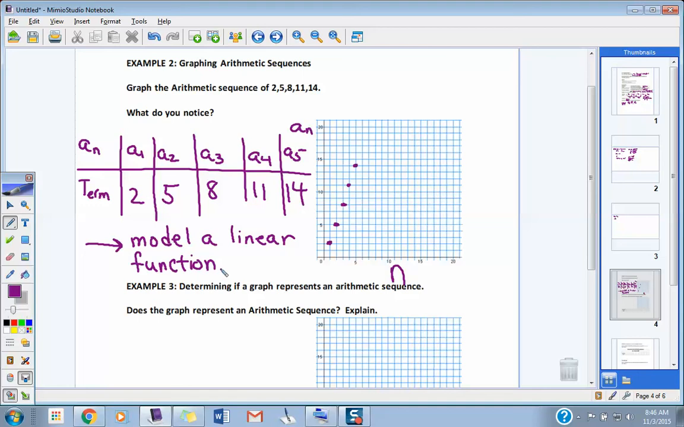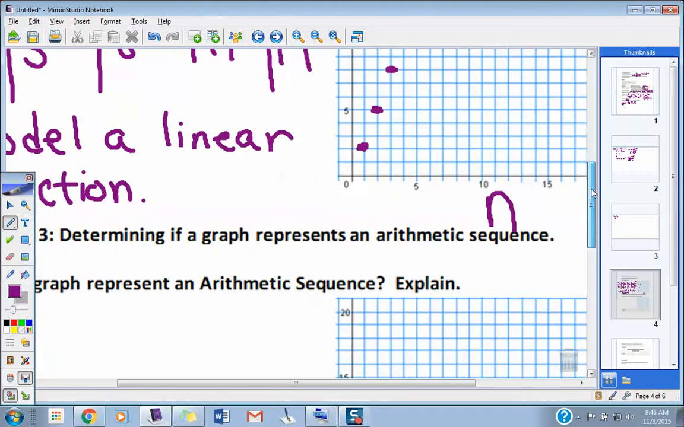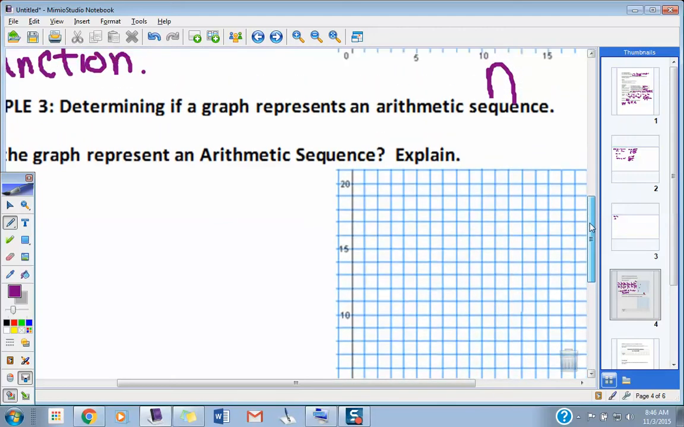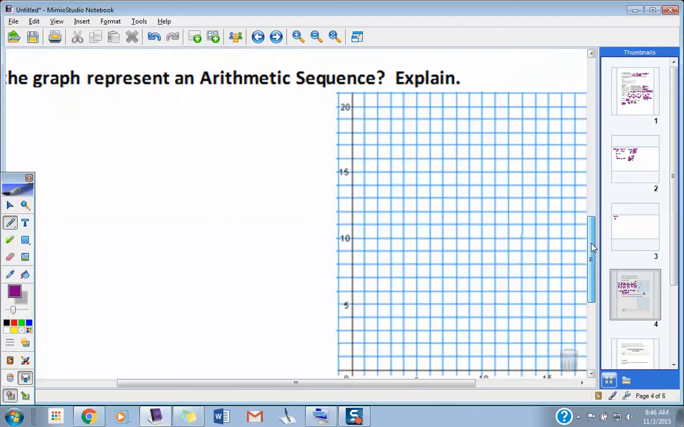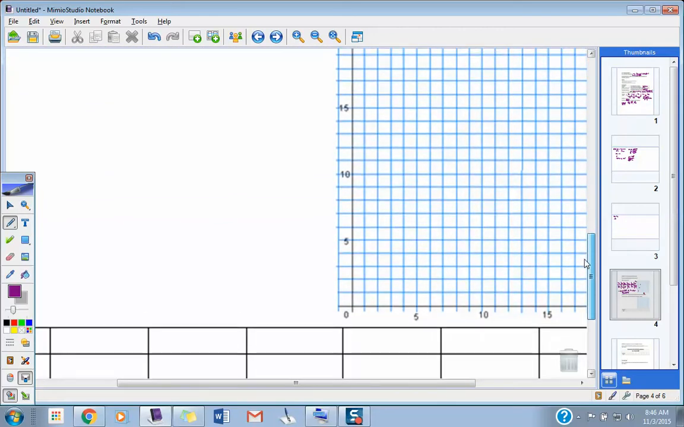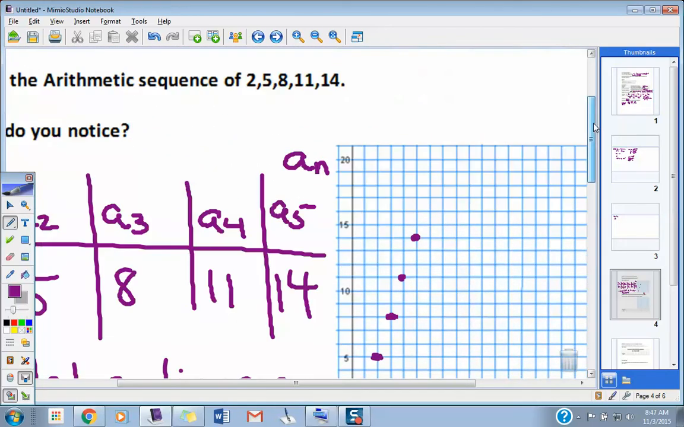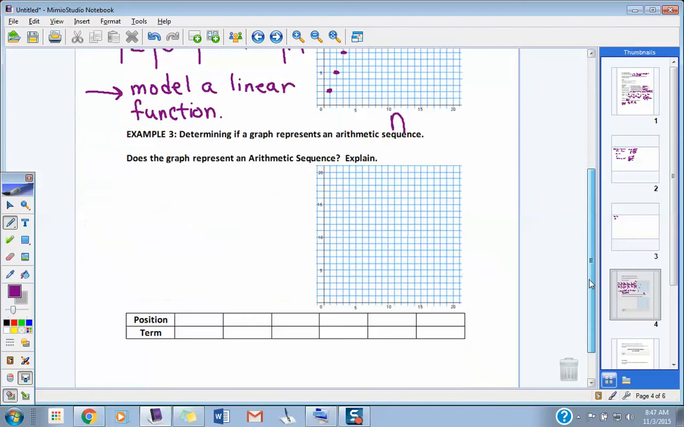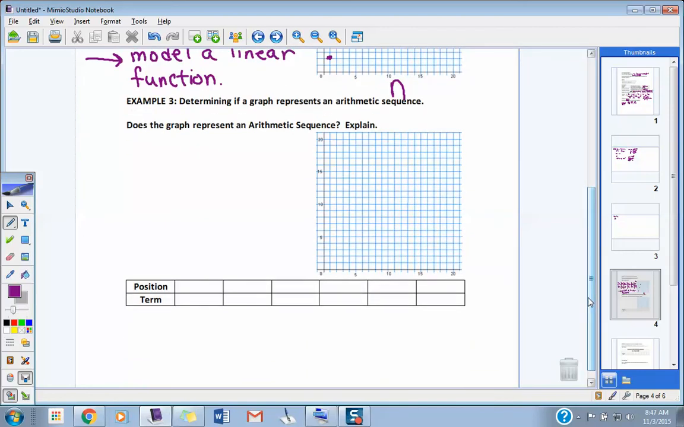All right. Hey, determine if a graph represents an arithmetic sequence or not. I'm going to put a graph up here. This is fun. You want to do the same thing. It says, does the graph represent an arithmetic sequence? Explain. I'm going to make a graph right up here.